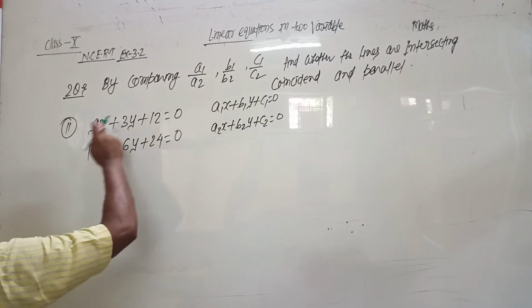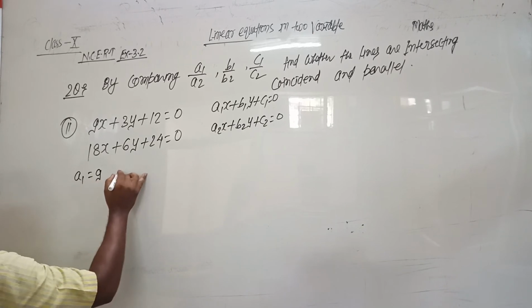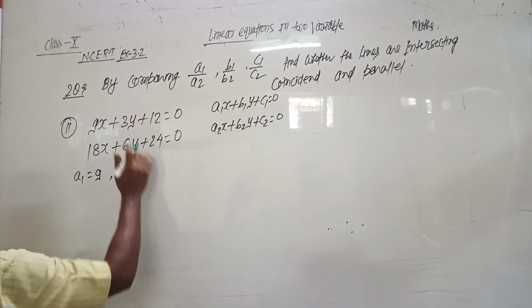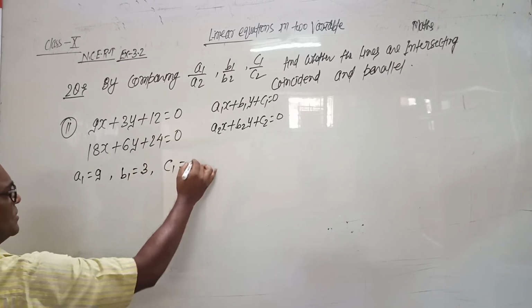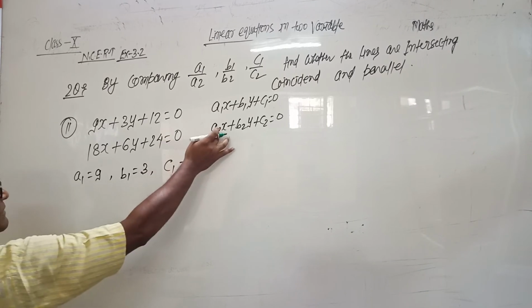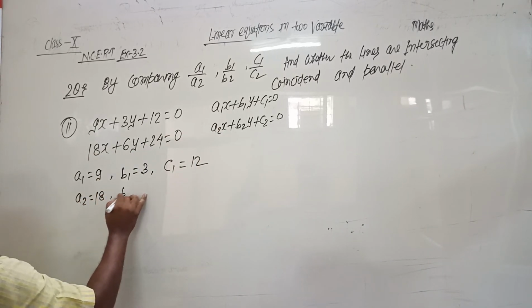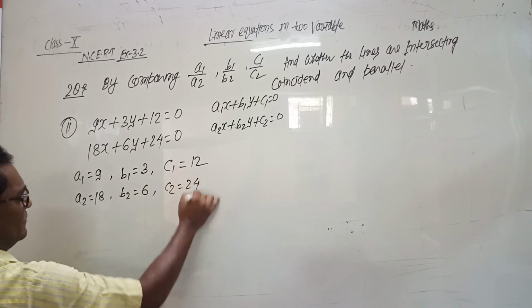So comparing with the standard equation, we get the value of a1 is 9. The value of b1 is 3, the coefficient of y. The value of c1, the constant term, is 12. The value of a2 is 18, the value of b2 is 6 and the value of c2 is 24.